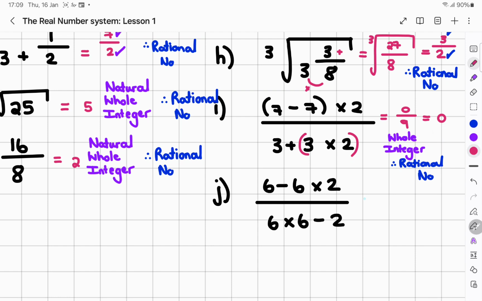All right, then let's quickly have a look. Always your multiplication first. 6 times 2 is 12. And 6 minus 12 gives you negative 6. And at the bottom, 6 times 6 is 36. Minus 2 is 34. Now, is it an integer at the top? It's a fraction. So we're going to ask, is it rational? Is it irrational? Integer at the top, integer at the bottom. So thus it is a rational number. Okay, I just want to make sure 6 times 2, I've done this one.